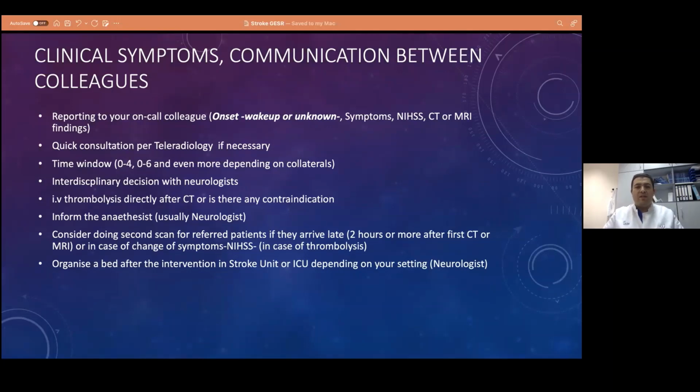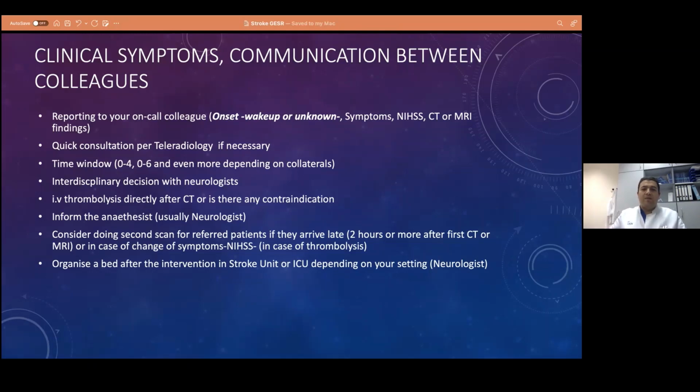If you're the one sitting in the hospital and you don't know or you're not sure, you have to consult a colleague per teleradiology. This is available today. Ideally, for the time window, the sooner the better, but collaterals from the external carotid arteries or from other territories, like the posterior cerebral for MCA or anterior cerebral, can get you extra time. It's not just a decision from the picture, so you have to consider all the factors, and it's an interdisciplinary decision with your colleagues from the neurology.